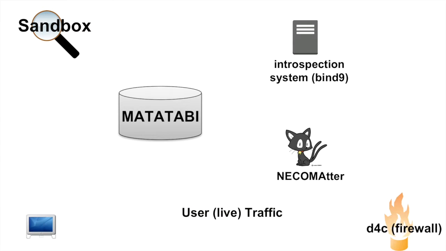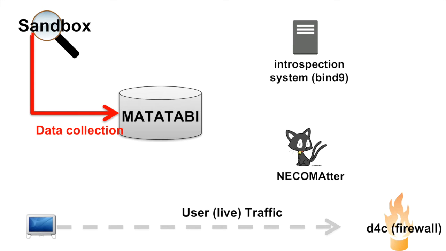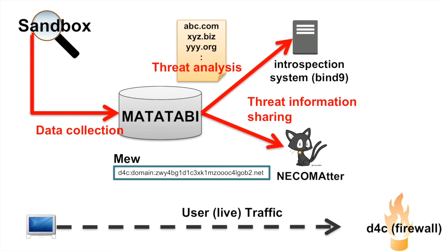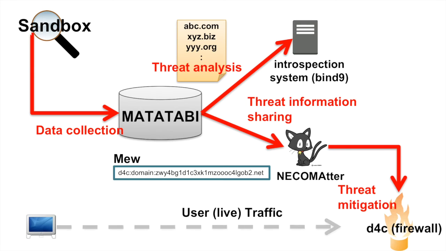This is an overview of our demonstration scenario. A host which is infected by malware initiates an occurrence of malware traffic. On the other hand, our dynamic analysis module detects malicious domain names and stores this information on the Matatabi platform. This information is also shared in Necomatter. Then, the mitigation module receives threat information via Necomatter. Next, mitigation modules apply a filtering according to the received threat information. Lastly, the malicious traffic is blocked by that filter.